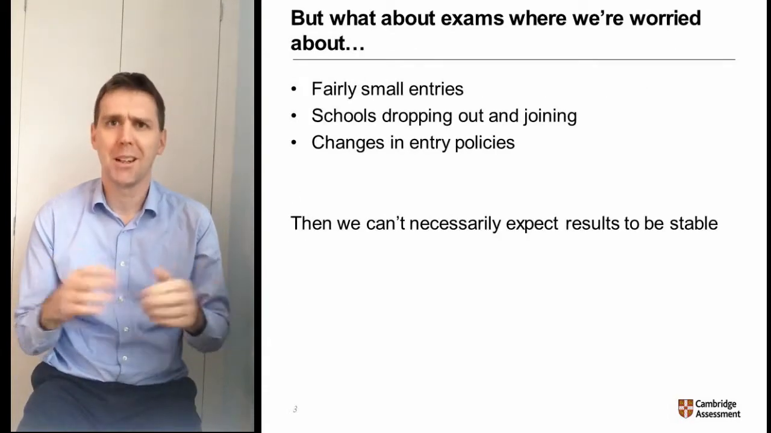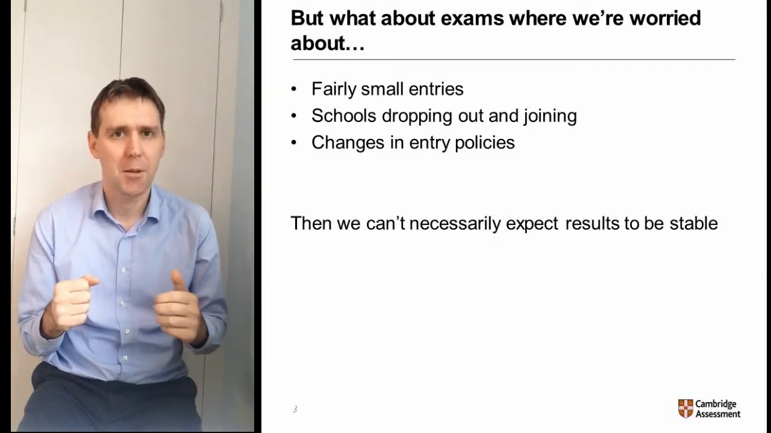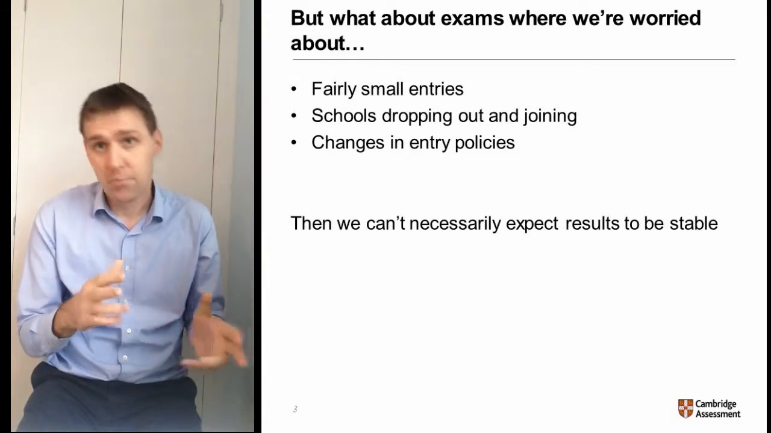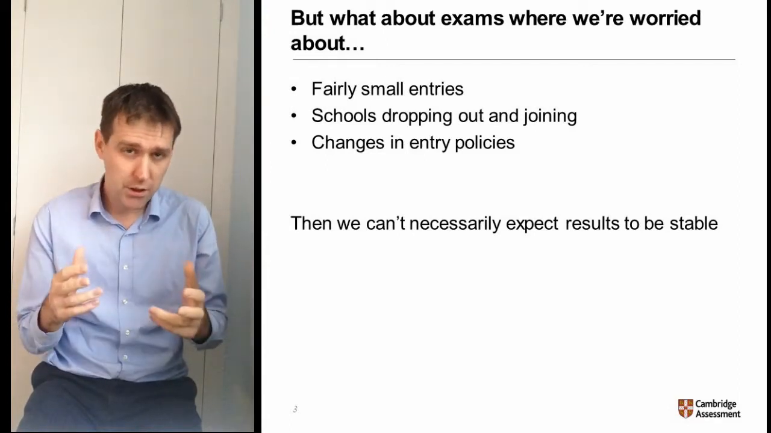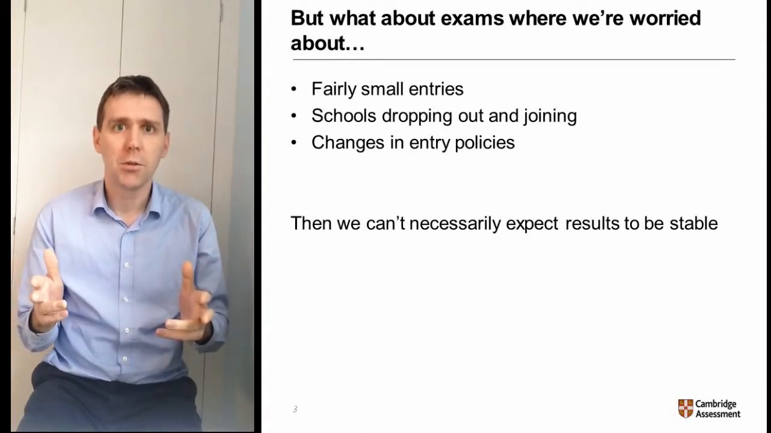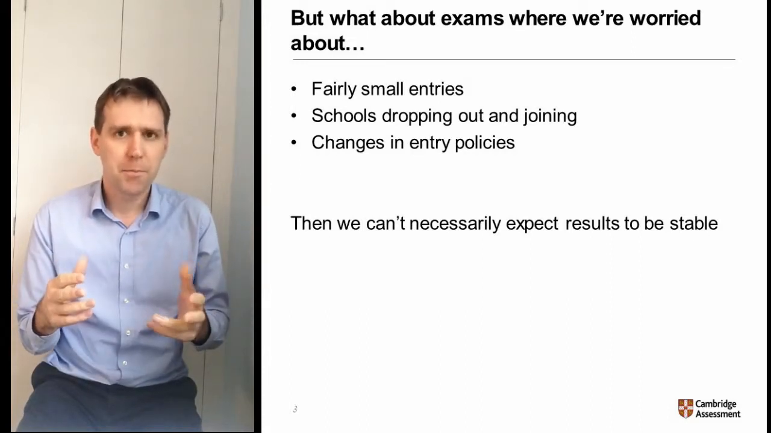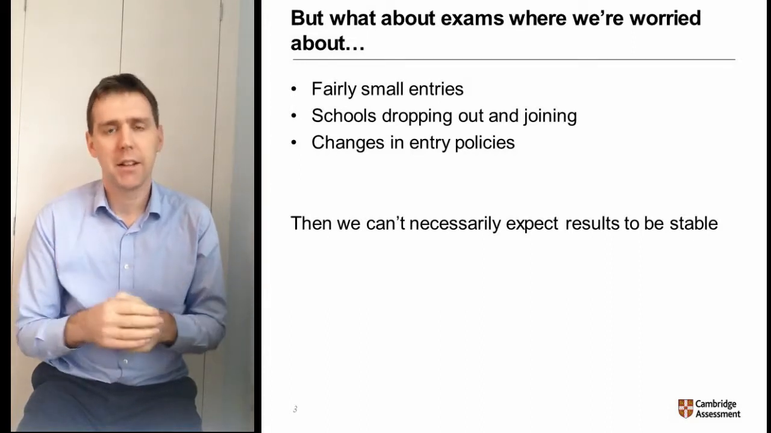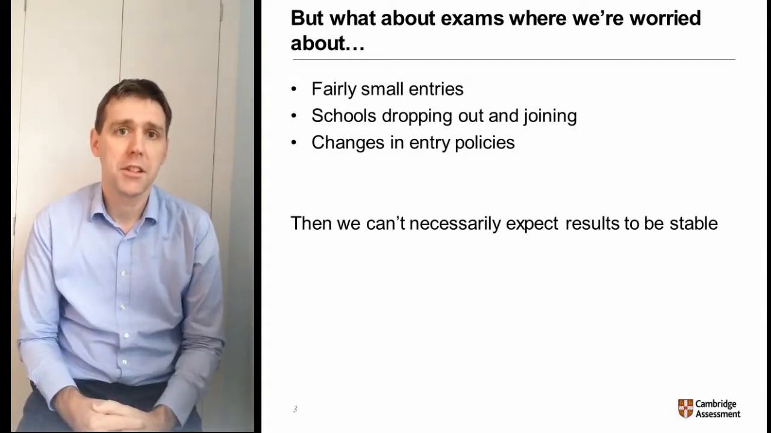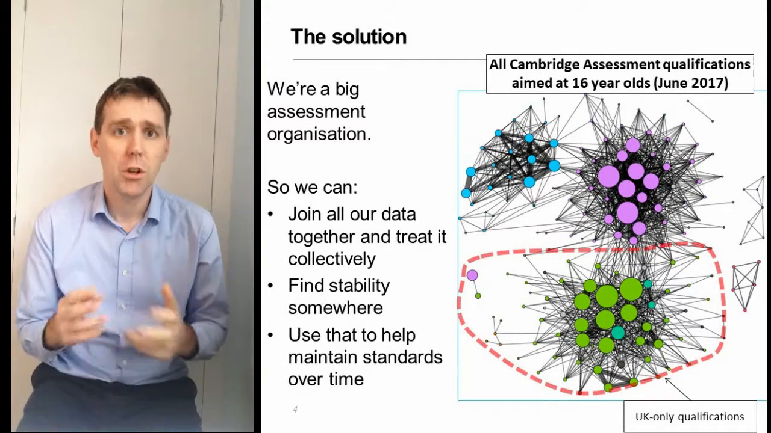But what about more complicated situations? What if we only have a few hundred students taking the exam? Or we've got lots of schools dropping out, switching subjects, so new schools coming in? Or if there's a change in entry policies, for example, schools encouraging lower ability students to take more exams, have a go at more of them. In those situations, we can't necessarily expect to see stability. As such, this simple form of statistical evidence isn't as useful as it could be. So, what do we do?